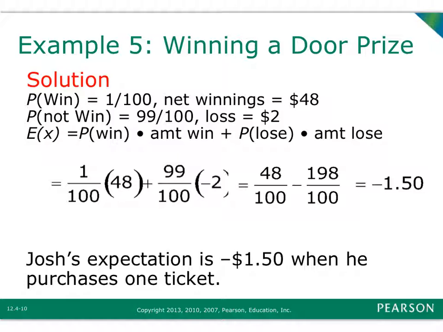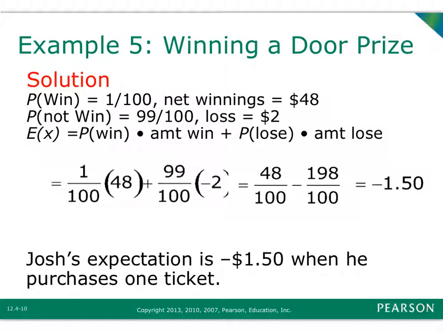Well, the probability of winning is 1 out of 100. The net winnings would be $48 because he paid $2 up front. Not winning would be 99 out of 100, and of course he would lose $2. So when we put that in the expectation model, we have 1 over 100 times 48 plus 99 over 100 times negative 2.